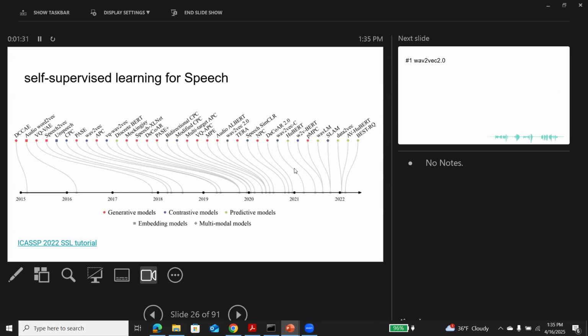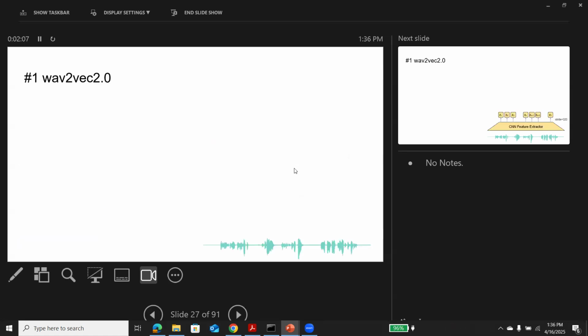So the first word, it's a word speech to vec, wav2vec. So we will talk about wav2vec, a model about HuBERT, and wav2vec with LM and BERT-RQ models. So you can see how many different models try to implement this idea, sound to vectors.